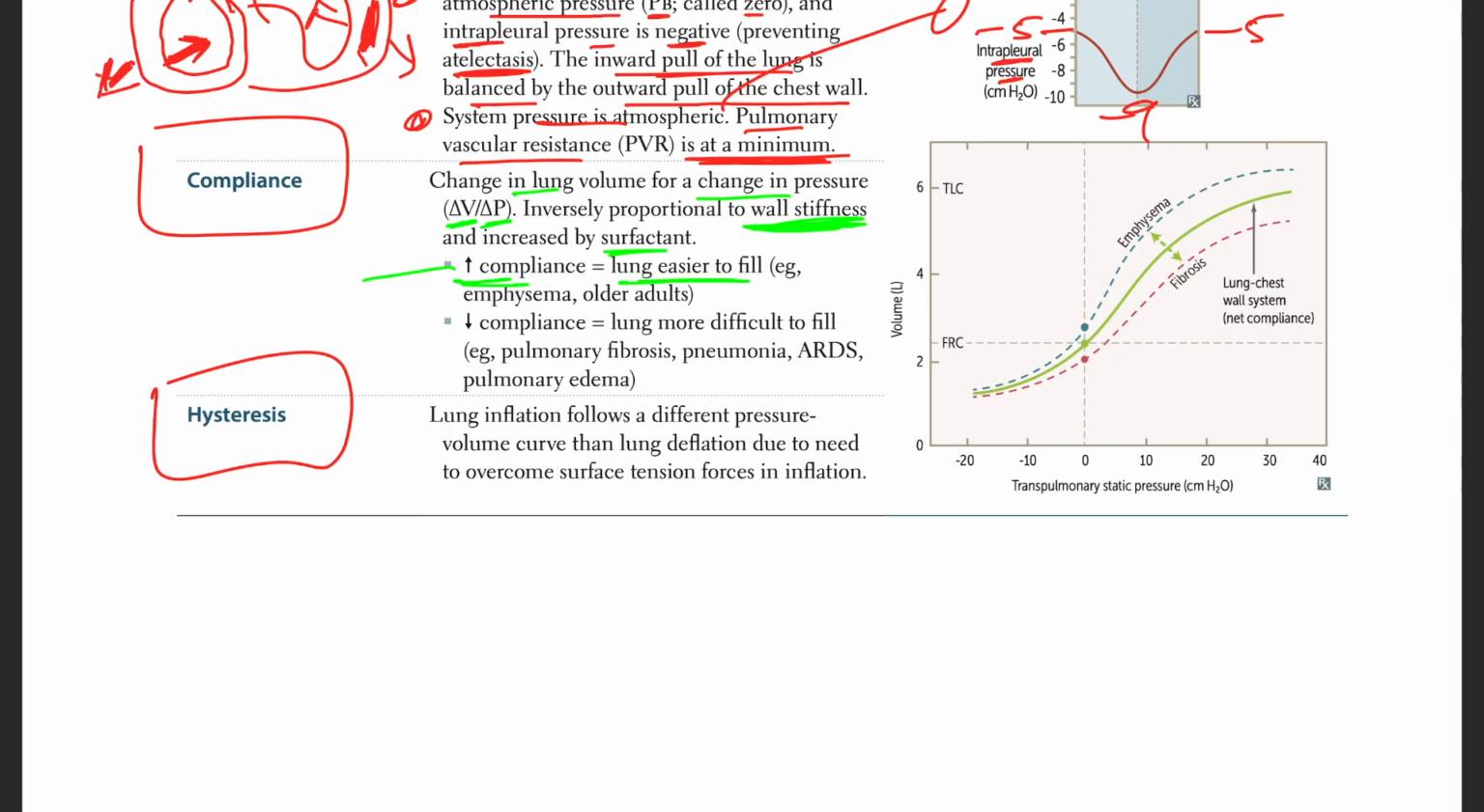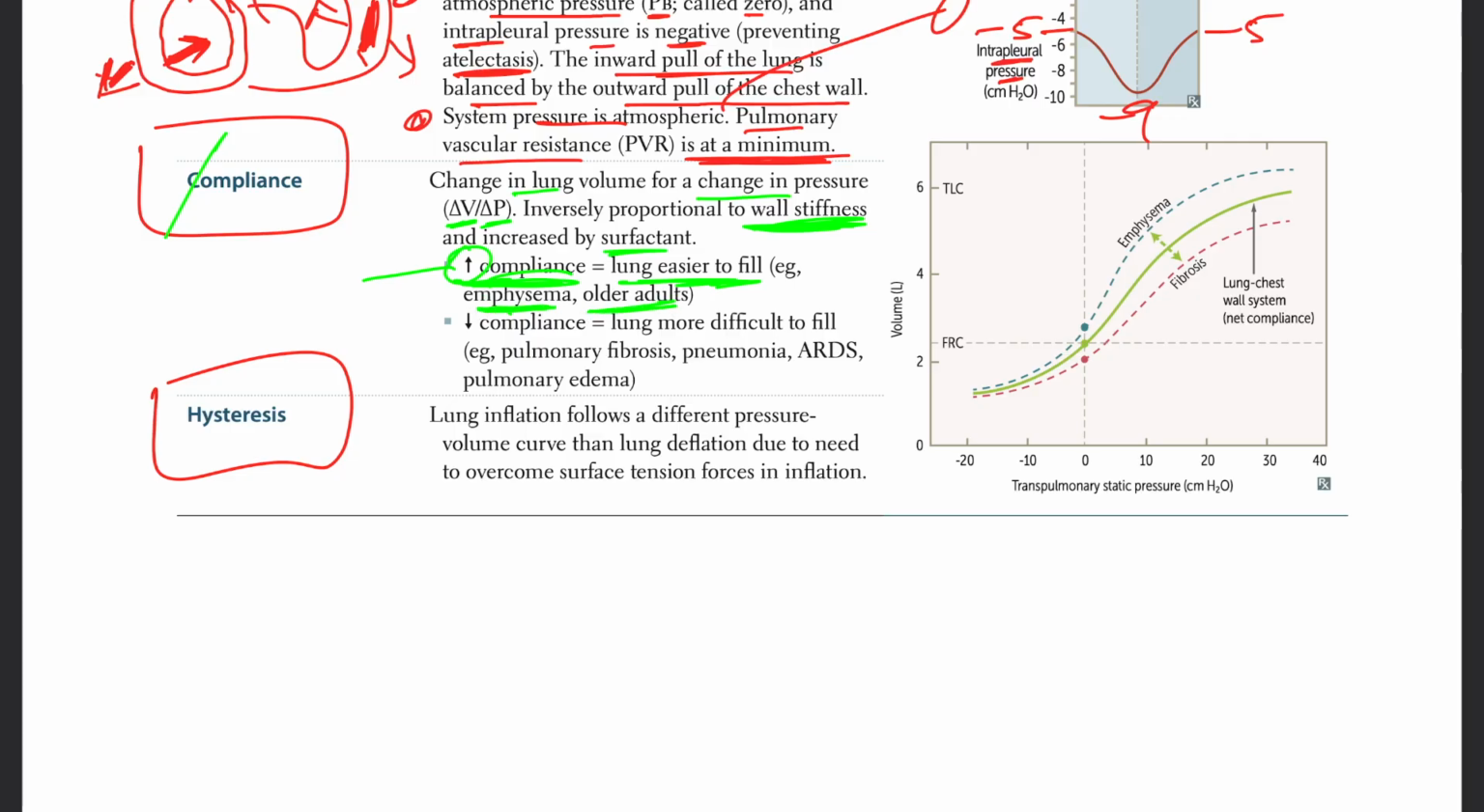Again, compliance is your distendability or stretchiness: how much a lung can distend, how much a lung can stretch. That's the same thing as calling it compliance. When you increase the stretch of a lung, it's easier to fill. Example: emphysema, and high yield in older adults.